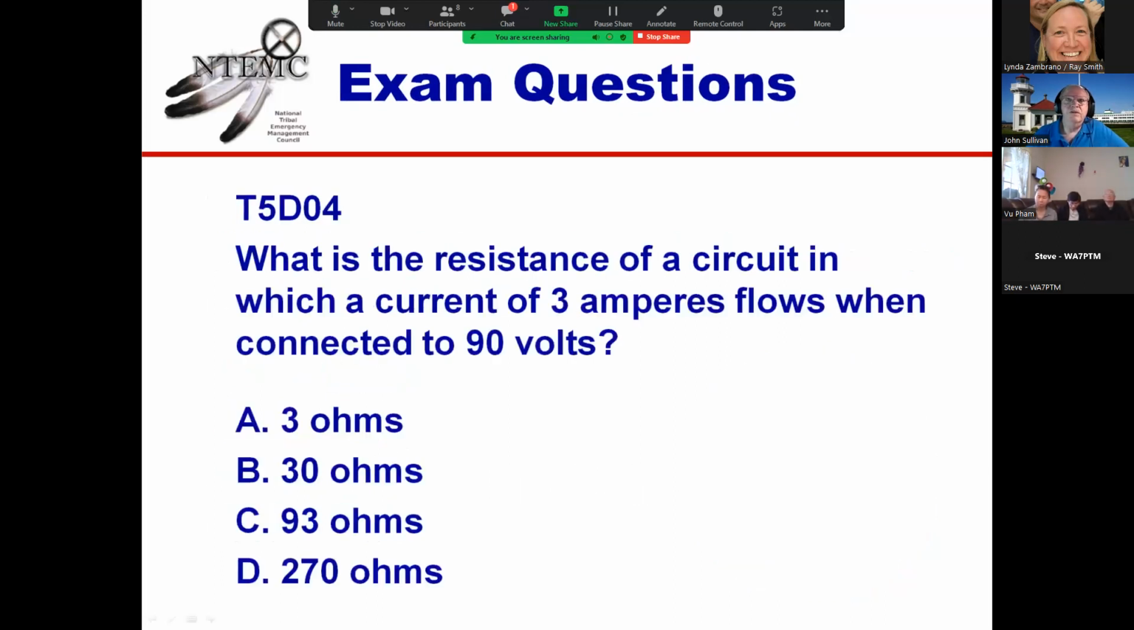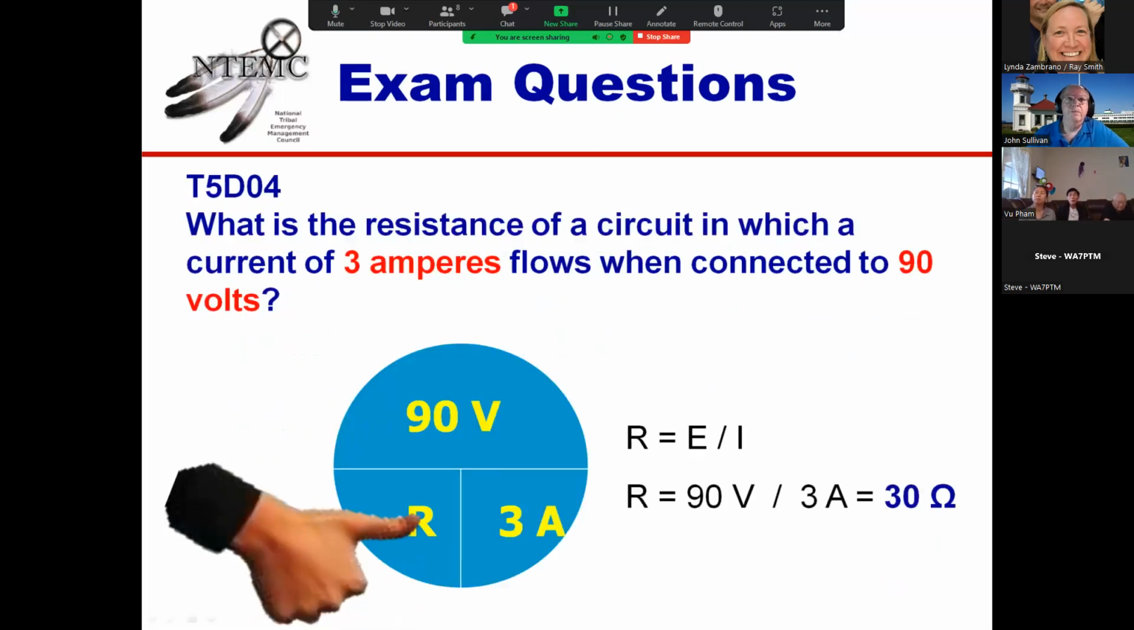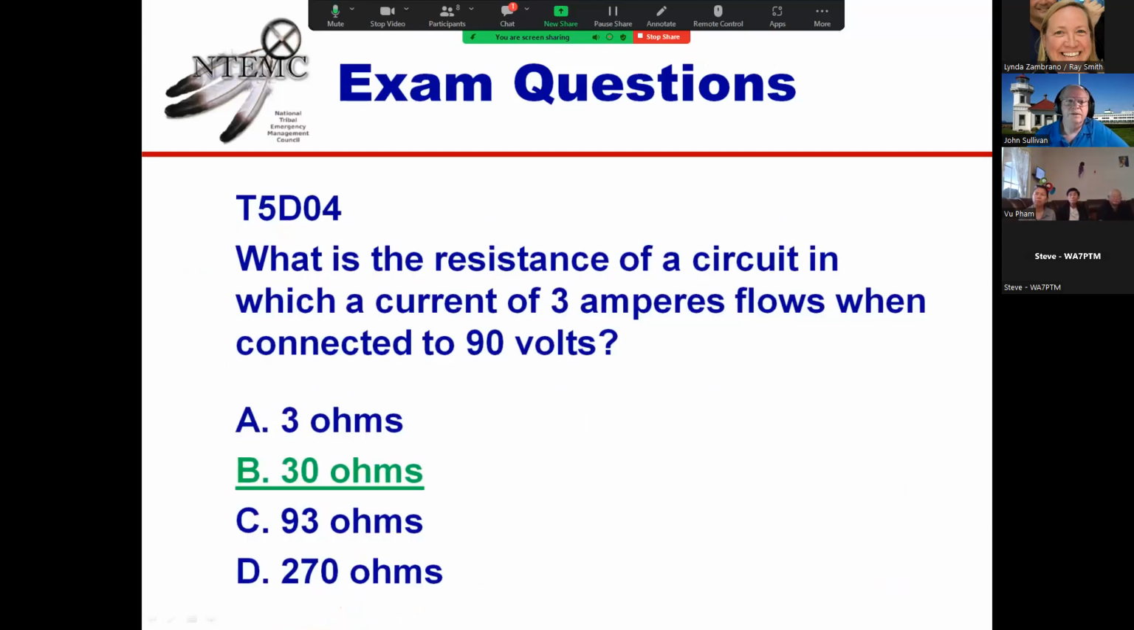What is the resistance of a circuit in which a current of 3 amps flows when connected to 90 volts? So now we're going to actually put numbers with this. Here we want the resistance. We put our thumb over the R. We know that E is 90 volts on the top, and we know that I is 3 amps on the bottom. So it's 90 divided by 3, or 30 ohms. That's the correct answer, 30 ohms.